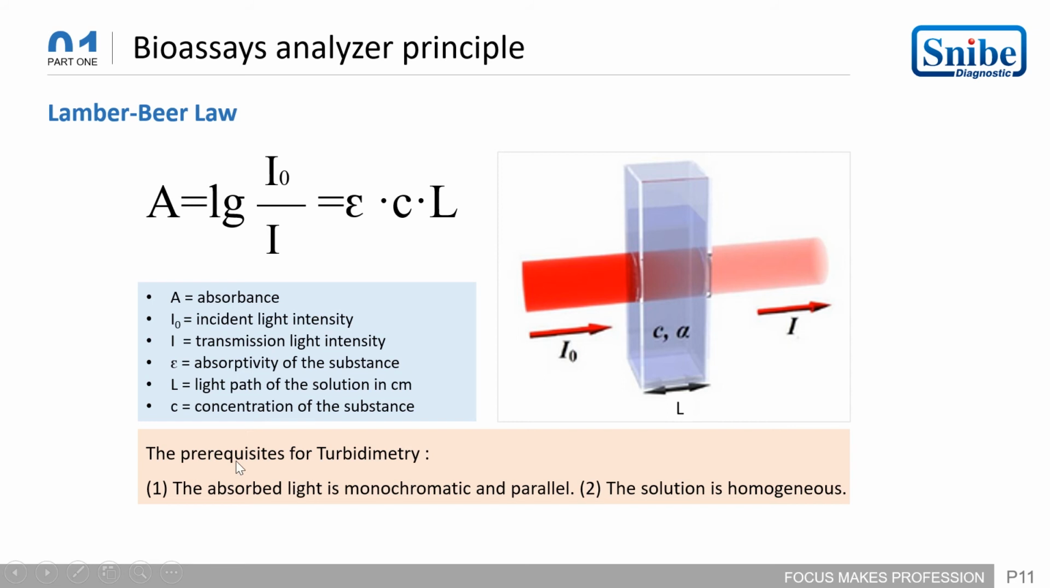The prerequisites for colorimetry: number 1, the absorbed light is monochromatic and parallel. Number 2, the solution is homogeneous.